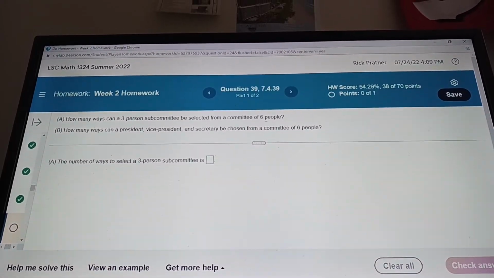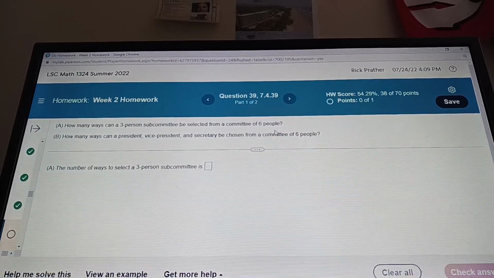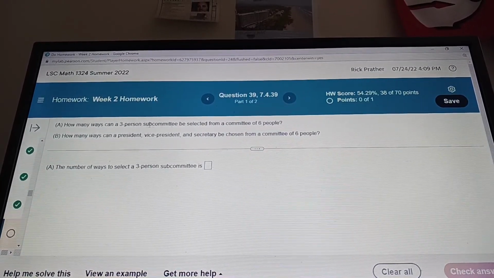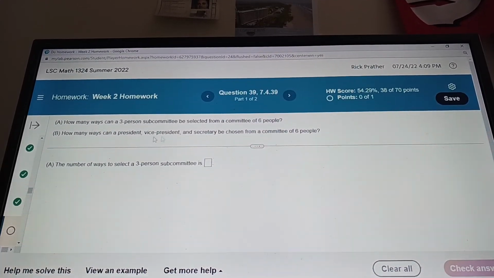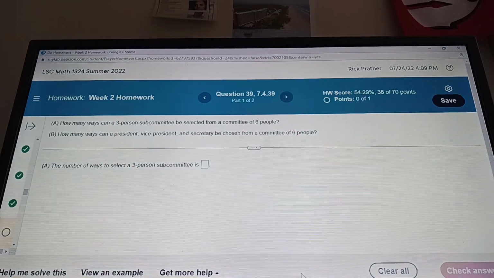See, this is the example I mentioned. You're picking 3 out of 6, not 1 of 3 and 1 of 6. And it's just a subcommittee. It's not saying that there's a president or a vice president. That's part B. So in part A, they all have the same job, and they're treated the same.